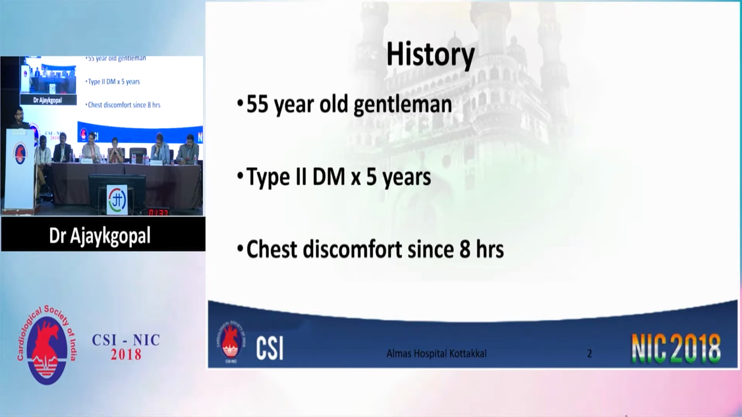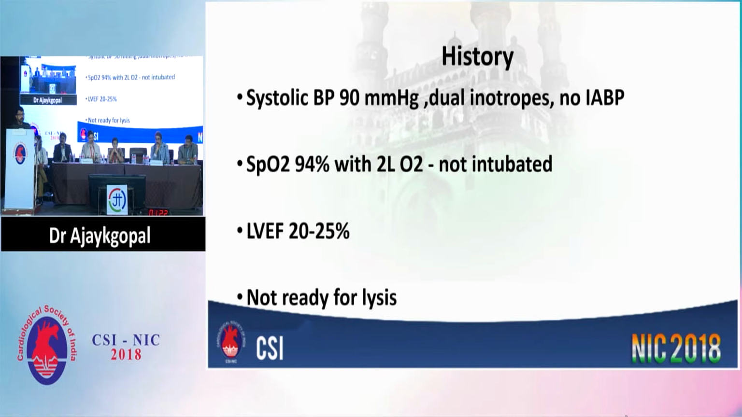I'm presenting here a patient, a 55-year-old gentleman, diabetic for the last 5 years and well controlled on oral hypoglycemic agents, who presented to casualty with chest discomfort of 8 hours duration. In the casualty, his systolic BP was around 80 to 90, and when he reached the cath lab, he was on dual inotropes and no IABP. He was in acute pulmonary edema with a saturation of 94% on 2 liters of O2 and intermittent BiPAP. He was not intubated. His ejection fraction was 20 to 25%.